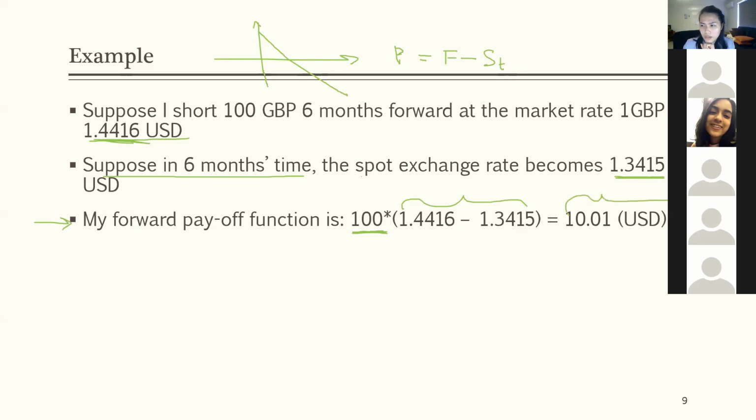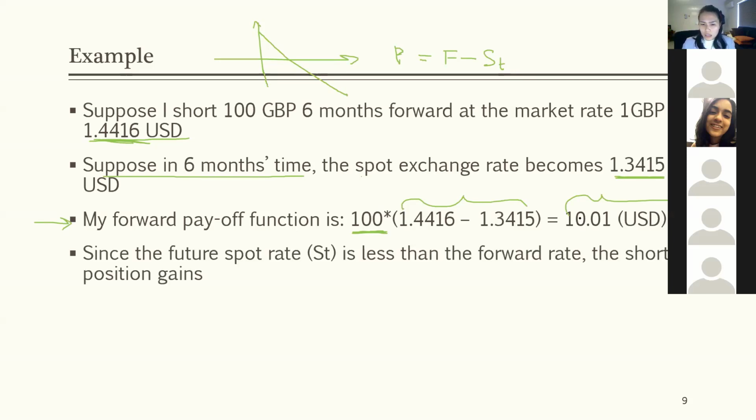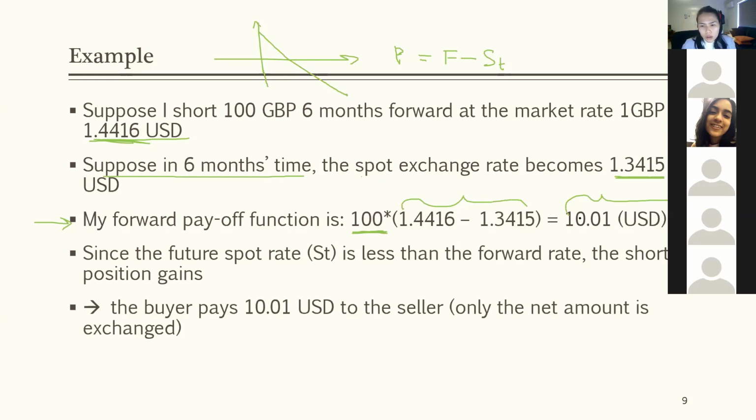So in this case, under the short forward contract, I make a profit of 10.01 USD. Okay. So to settle this contract, instead of exchanging £100 with my counterparty, I'm just going to get 10.01 USD paid into my account from my counterparty. So only the net settlement is conducted, okay, rather than the full amount.